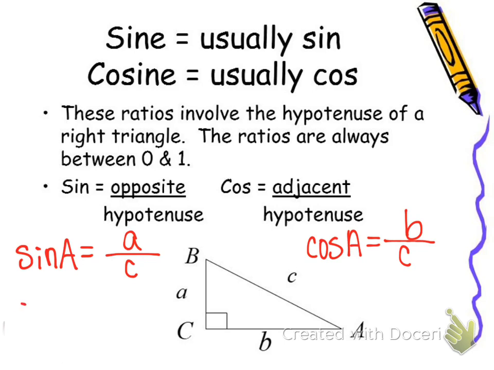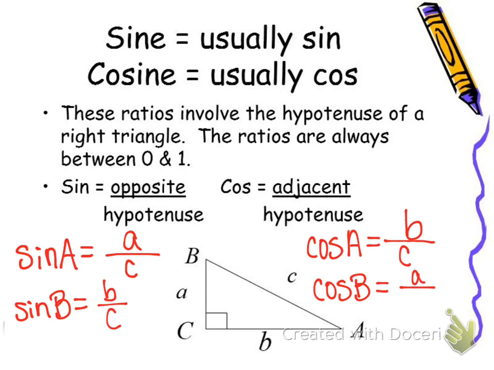Okay, let's try this again using angle B. What is the sine of B for this triangle? What's the opposite side from B? Little b. Over the hypotenuse? Still C. Okay, then we talk about the cosine of B. What side is adjacent to angle B? Little a. And the hypotenuse is still C.